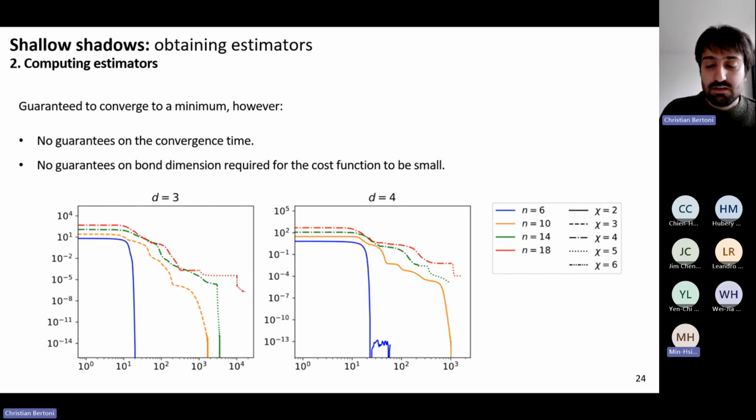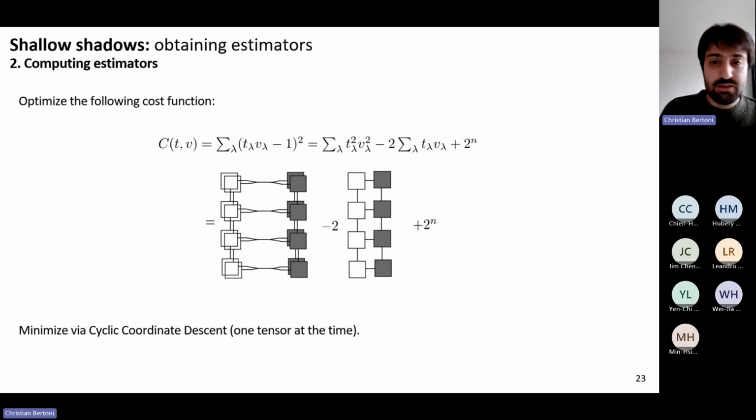Sorry, maybe I missed your point. So how do you guarantee that it will converge to a minimum? Is that a theoretical guarantee? Yes, this is essentially a consequence of previous work about the cyclic coordinate descent method. And in a nutshell, the central realization is that if we consider this function C and we fix every tensor except one, this becomes a function of a single tensor, and this function is convex in this single tensor. And this ensures convergence. Okay. Good. Thank you. No problem.